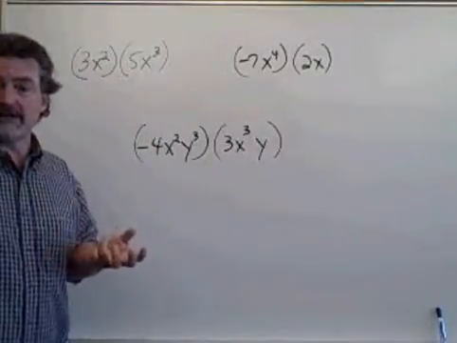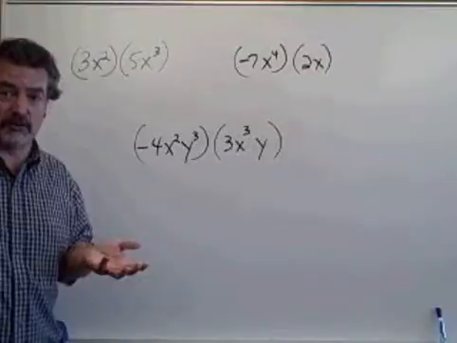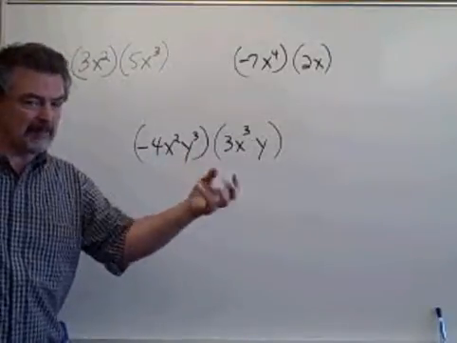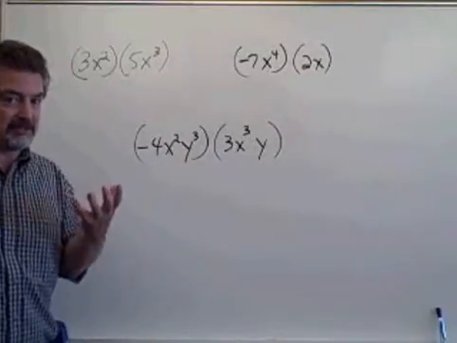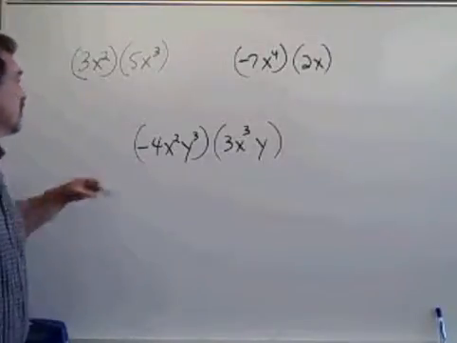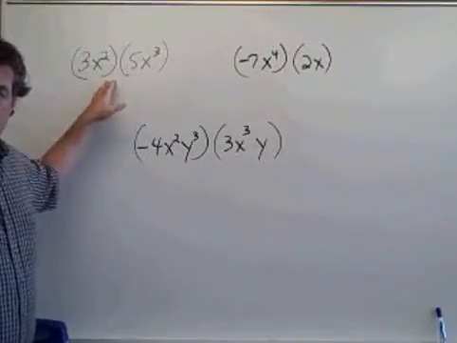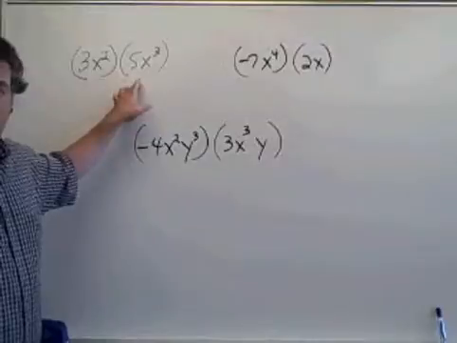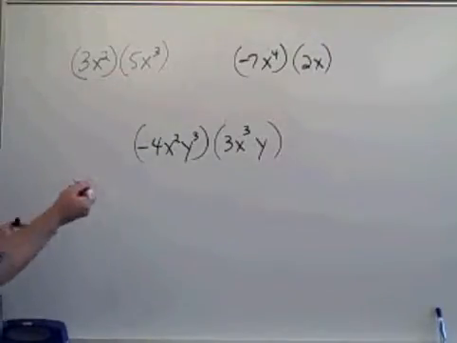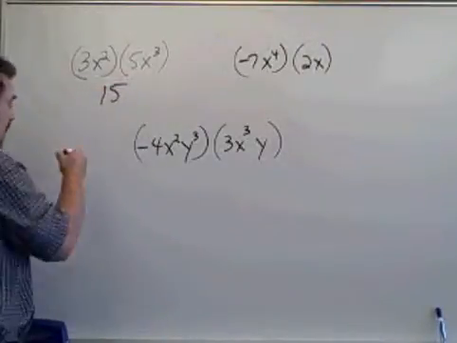Remember, to multiply terms, the terms don't have to be like terms. To add and subtract them, they must be like terms. To multiply and divide, they do not have to be like terms. So the way we multiply these terms is we simply multiply the coefficients. So 3 times 5 will give us 15.